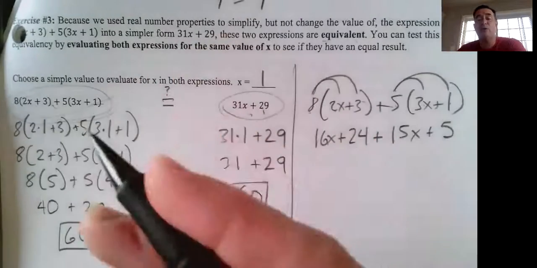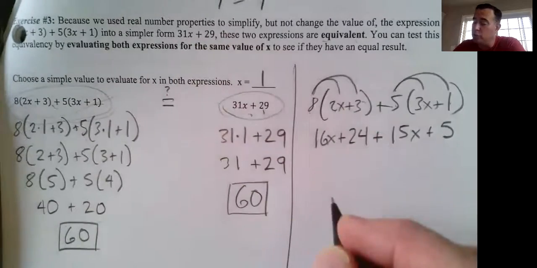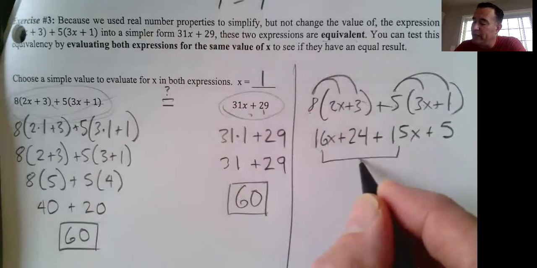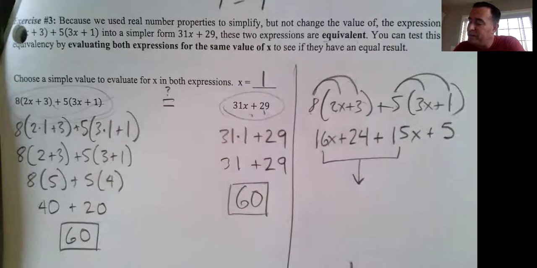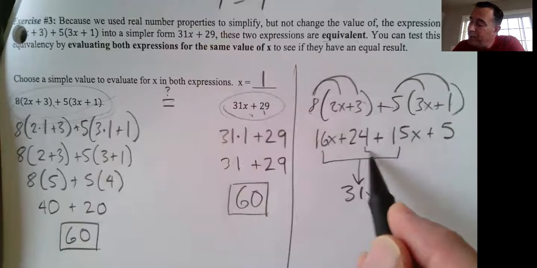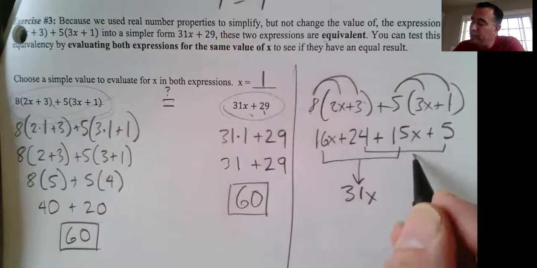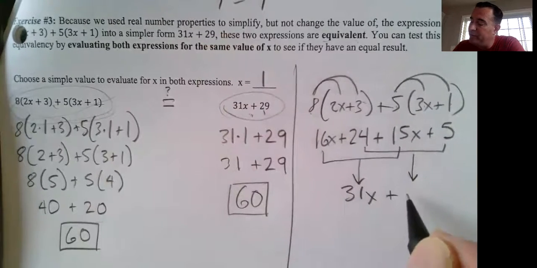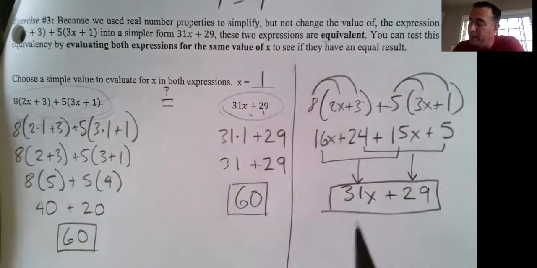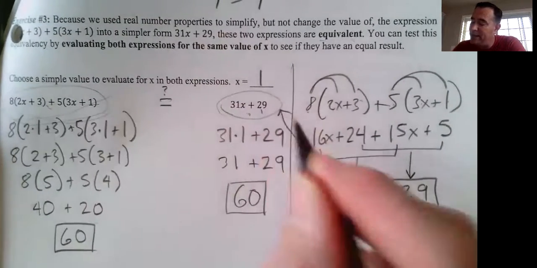Now what I have to do, you learned about yesterday, is combining like terms. Actually, you remembered yesterday. You already knew this. 16x and 15x are like terms, and if I add the two of them together, I am going to get 31x. 24 and 5 are like terms because they don't have variables, and if I add them together, I'm going to get a positive 29. And holy math crap, Batman, that is the same thing that we have here.